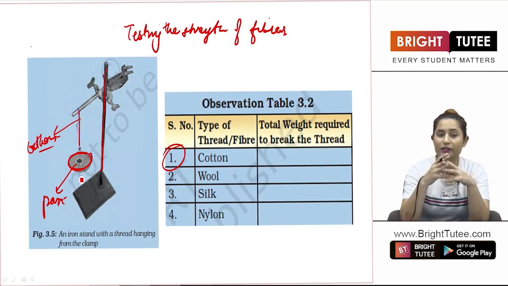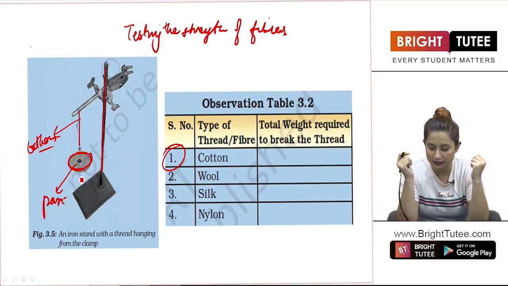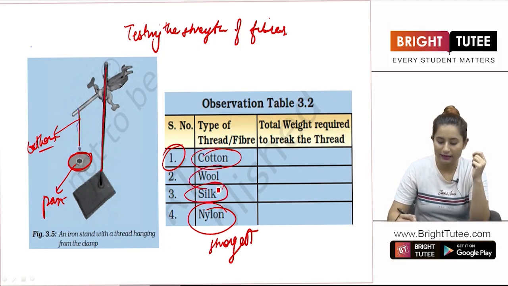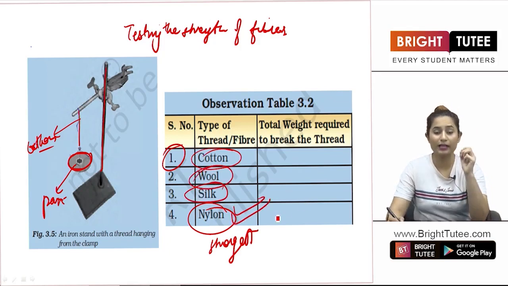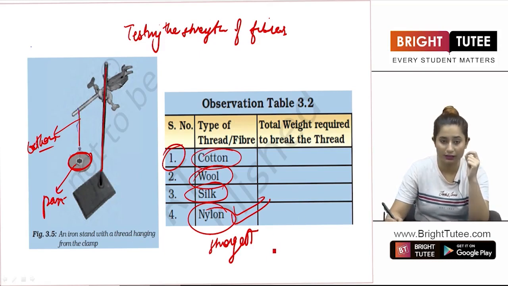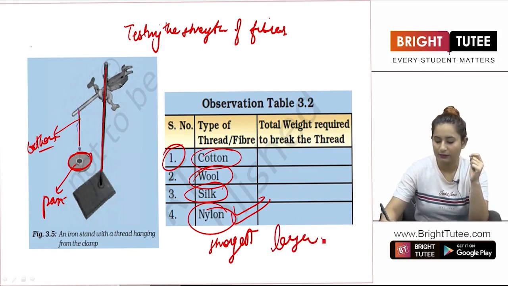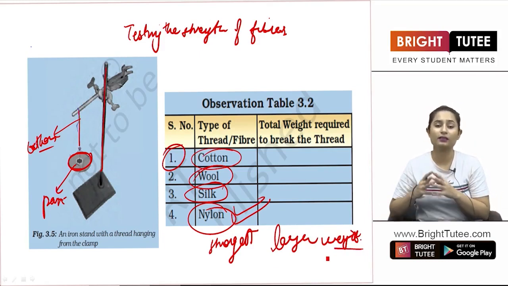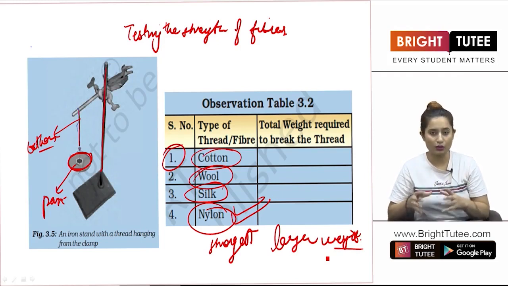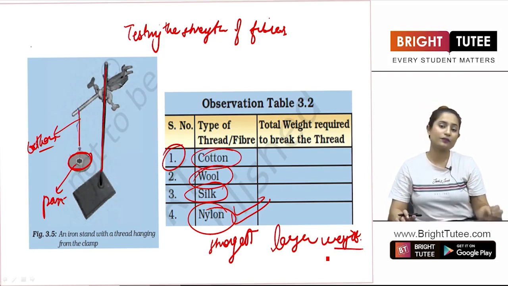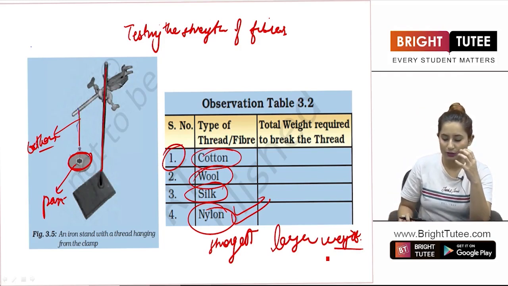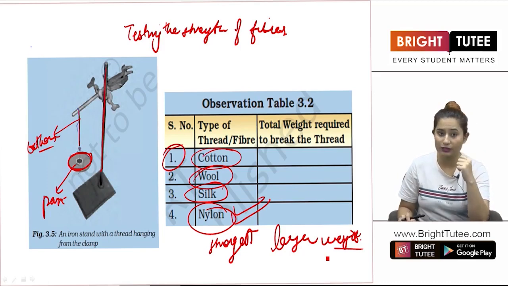Now, basically, what are we trying to do? We are trying to notice the strength of the threads. So, nylon comes out to be the strongest, then cotton, then silk, and then wool. The strongest fiber comes out to be nylon. Its tensile strength is very good, and it holds larger weights because of its strength. So this activity also proves to us that nylon is the strongest among all other fibers because of its properties, because of its origin also, because it is made from coal, air, and water. So it has different properties altogether, and it is very important to us as well.